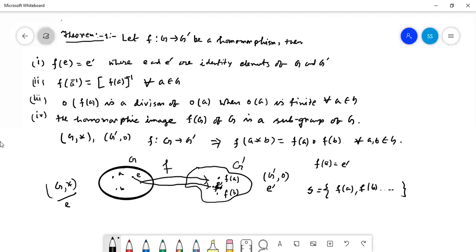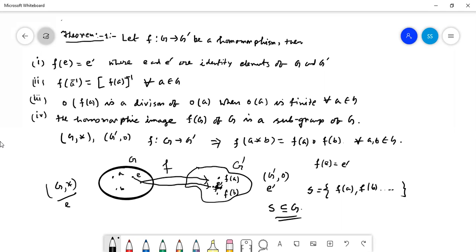That means it is clear cut. S is an improper subset of G', then we can find out that it is a subset of G'. So for the homomorphism, these 4 properties are coming. So from here, maybe some short question is coming.